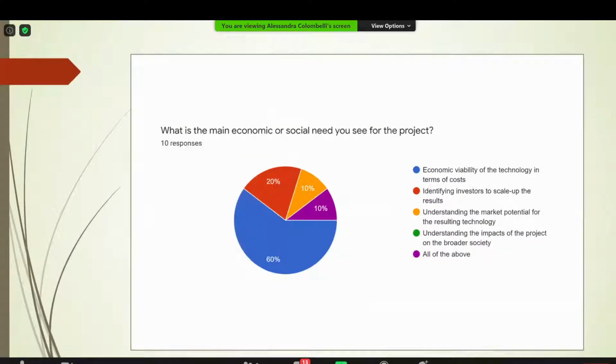We also asked in our survey for an opinion from project members, and we asked what is the main economic or social need you see for the project. And as you can see, the majority of the team members think that the economic viability of the technology in terms of cost is the most important economic and social need within this project.